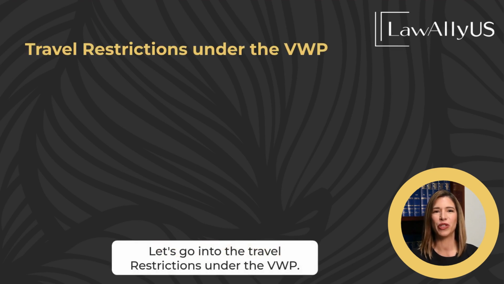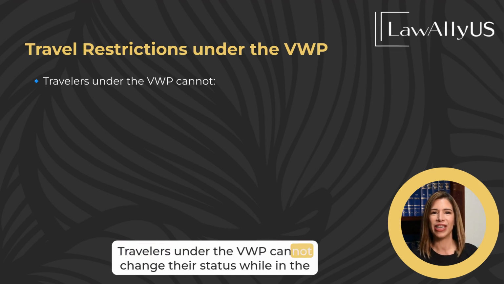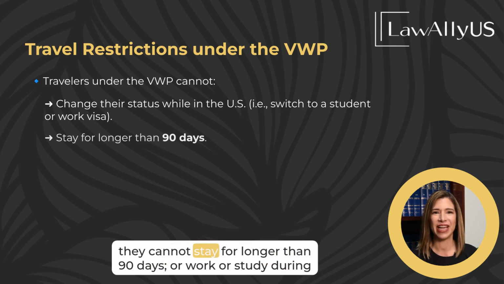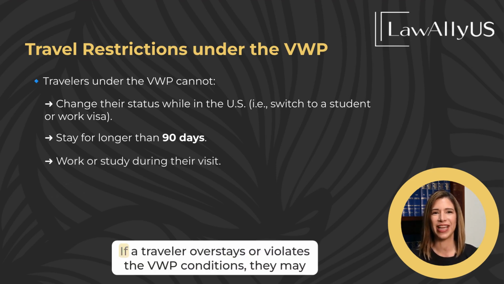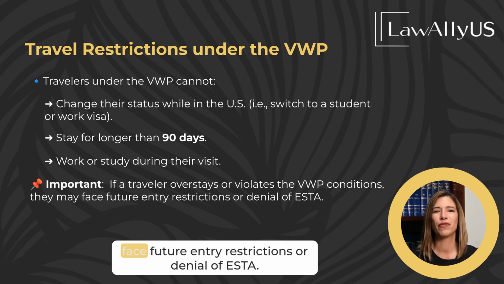Let's go into the travel restrictions under the VWP. Travelers under the VWP cannot change their status while in the U.S., for example. They cannot switch to a student or work visa. They cannot stay for longer than 90 days or work or study during their visit. If a traveler overstays or violates the VWP conditions, they may face future entry restrictions or denial of ESTA.